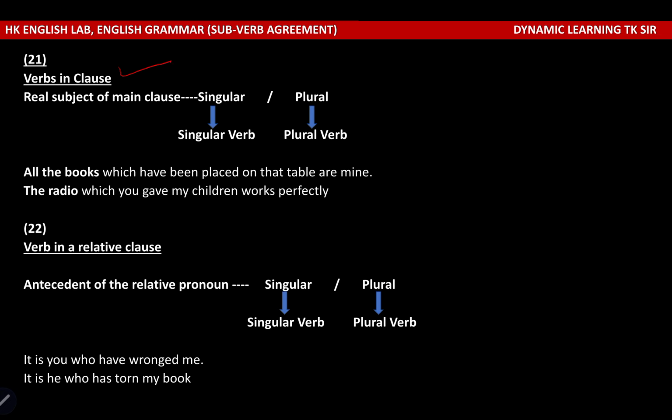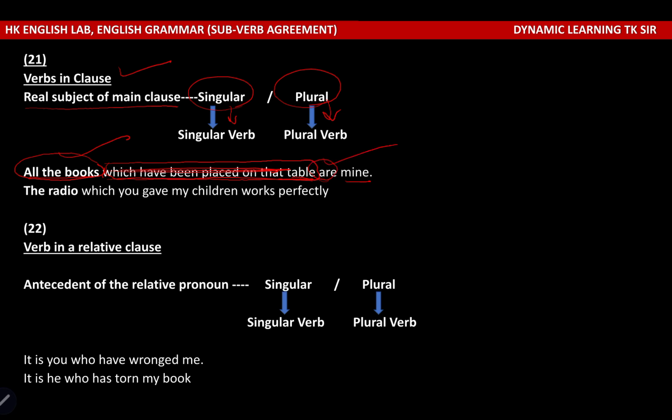Next, verbs in clause. What is it? Real subject of the main clause. If it is singular, then the verb will be singular. If it is plural, then it will be plural. Better we understand it in our example. Look here: all the books which have been placed on that table dash mine. The relative clause, like the WH word from where it starts, that clause will be omitted. Then who is the real subject? All the books. Singular or plural? Of course plural. If it is plural, then the verb also will be plural.